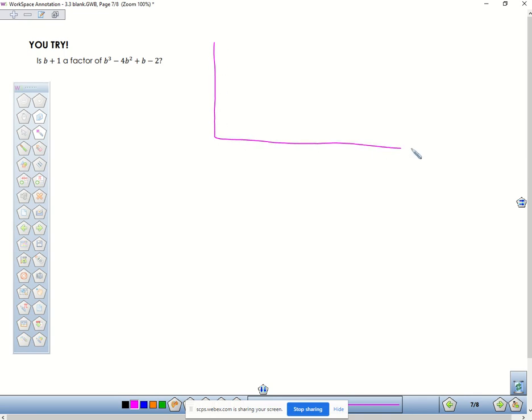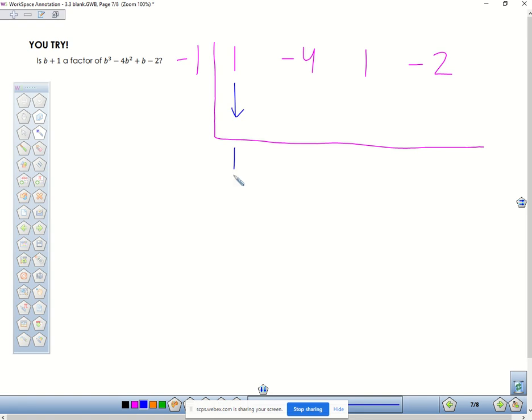So on the next one here, what's going to go on the outside of my synthetic division? -1. Am I skipping any b terms? No, I don't need a placeholder. So I'm taking the coefficients of each of these terms. So this is 1, -4, 1, and -2.